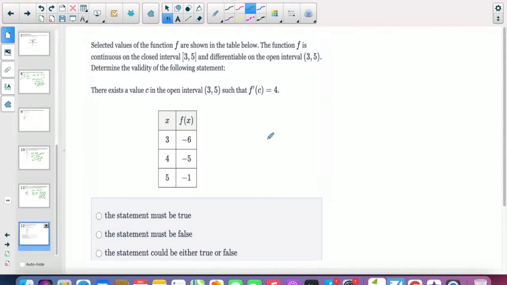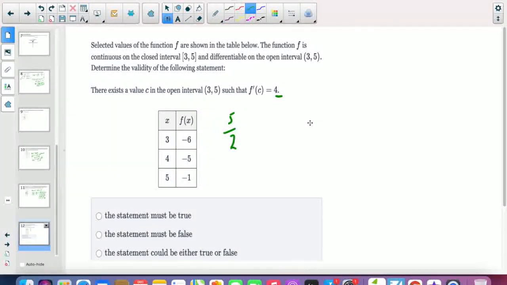Well, this one's a little bit different because normally we're talking about the interval from 3 to 5, and if we did that, we would be talking about -1 minus -6, which would be 5, over 5 minus 3, which would be 2. So the slope of the tangent line they'd be talking about is 5/2. But look what they gave us here. They said f prime of c equals 4.